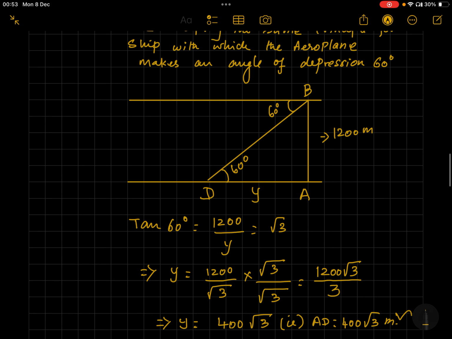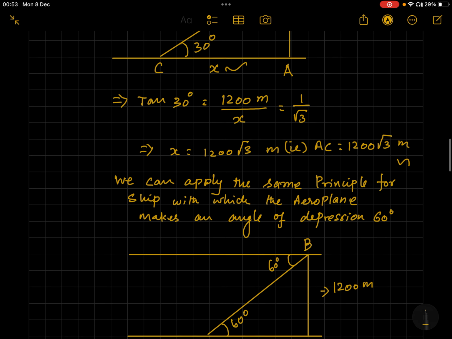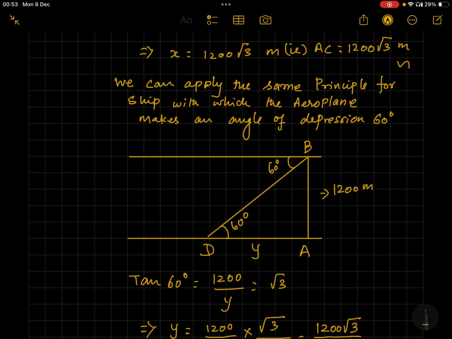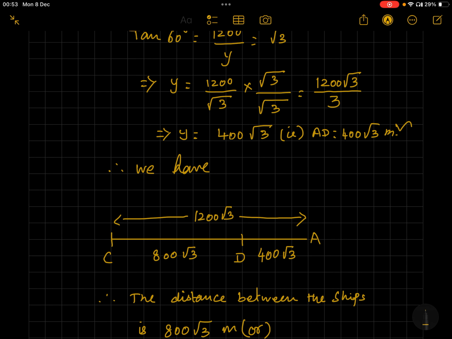Here is the beauty. Both AC and AD are on the same straight line, and A is the reference point. So you simply make one line with one end A, because both C and D have been drawn with reference to point A. We know AC is 1200 root 3, so mark C at the other end of the line. D is much shorter, because it is 400 root 3, so mark it somewhere at about two-thirds of the distance.